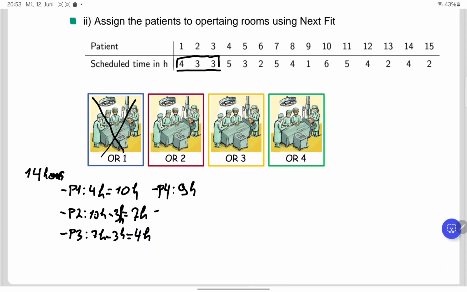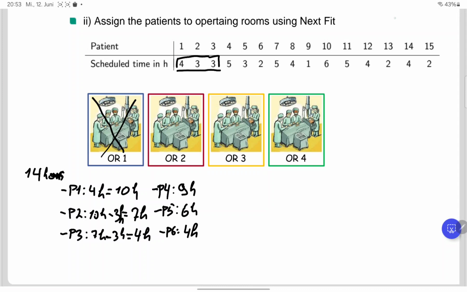Okay, then the next one, we can take the next patient because the duration is only 3 hours, so we are left with 6 hours. And the next patient only requires 2 hours. Fine, we can assign him to the second operating room, and we still have 4 hours available.